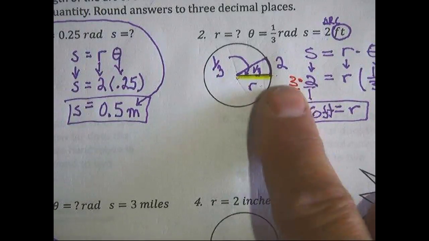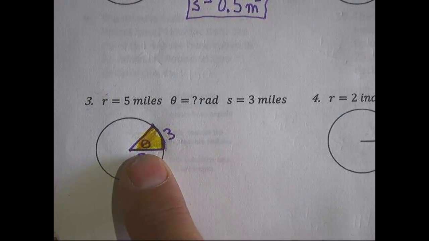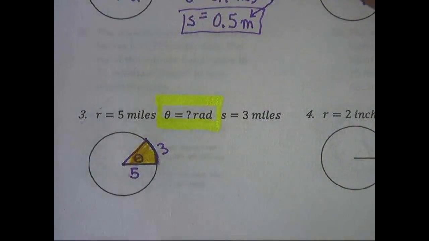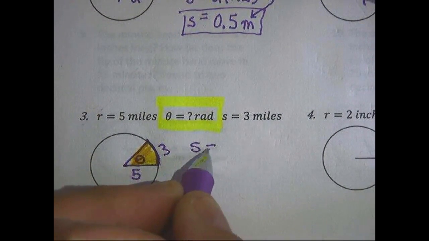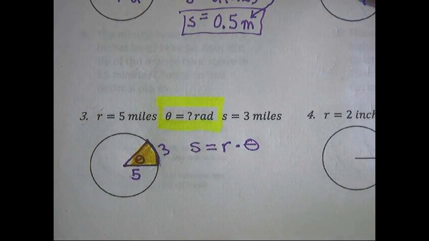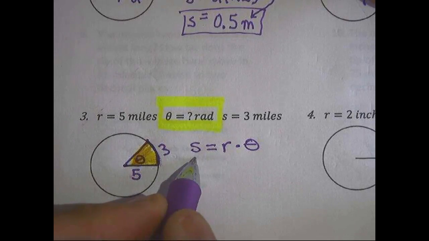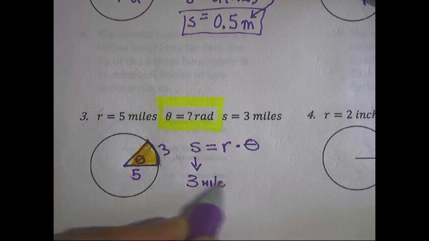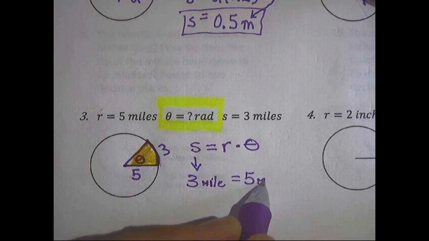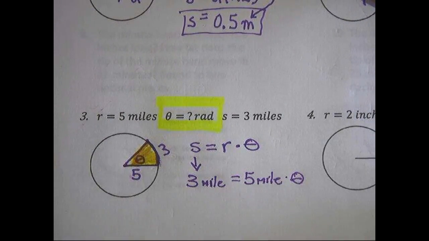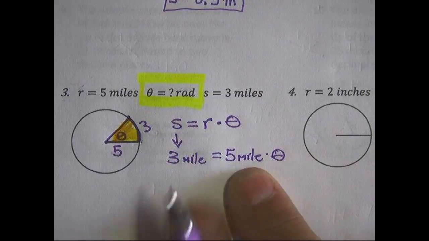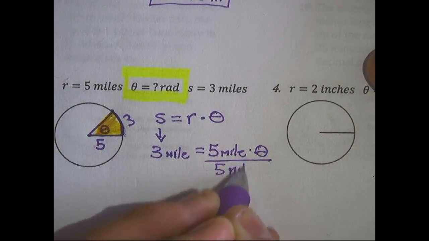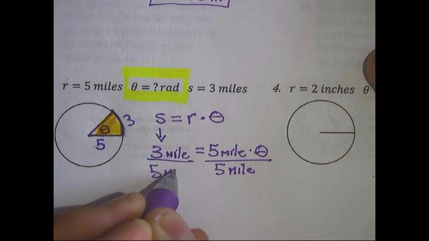So on each one of these, I highlighted the part that I'm trying to get. I'm trying to figure this part out. All right. So arc length equals the radius times the angle. So I got 3. Remember, this is miles. Radius 5 miles times theta. So I'm just going to divide by 5. So divide that side, and the miles are going to cancel, guys, and I'm going to have radians left over.